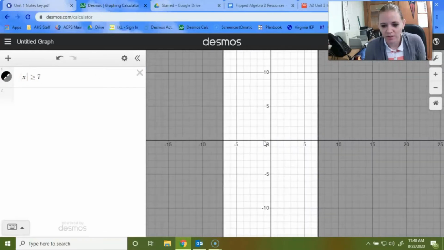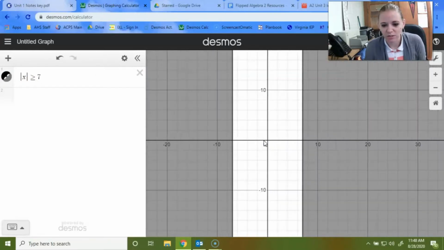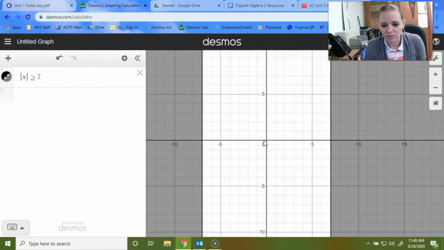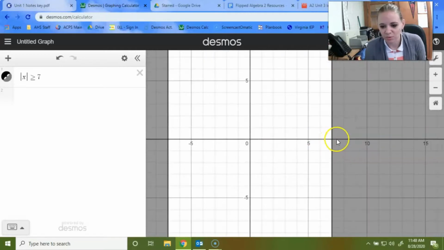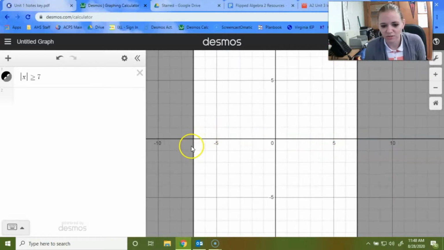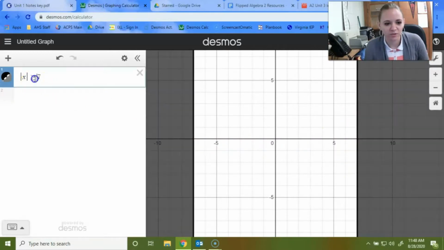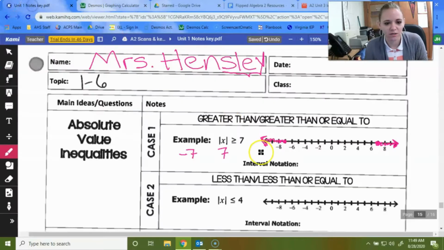So here's what it will look like. Your solutions are here. It's positive 7, and here negative 7, and then they're shaded this way, and the lines are solid, meaning it's the equal bar. If we take out the equal bar, then they go to dashed. But of course in this case we want solid. So that's how it looks on Desmos versus on just a plain old number line like we have here.